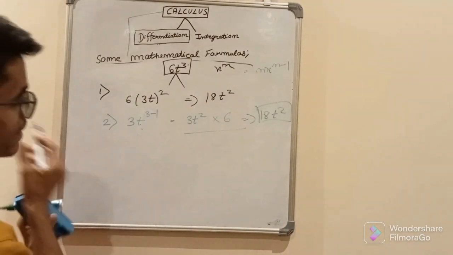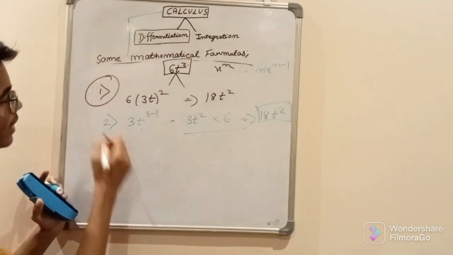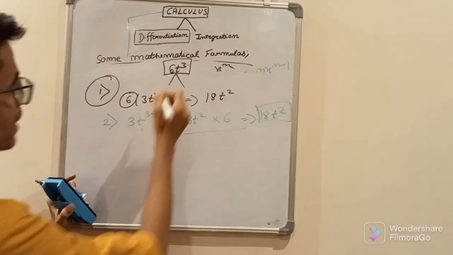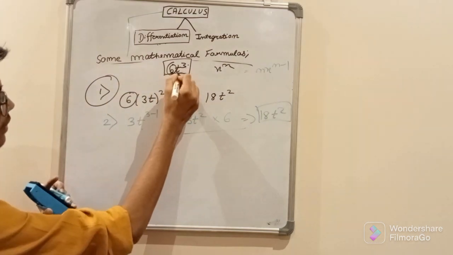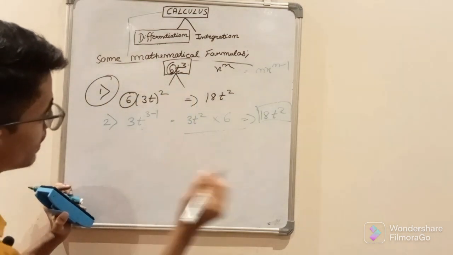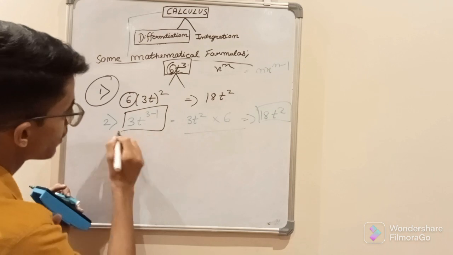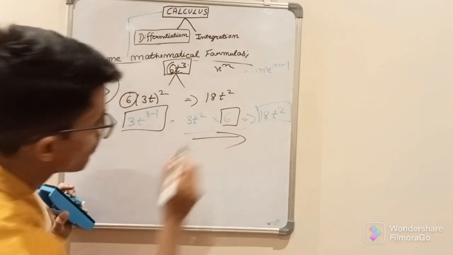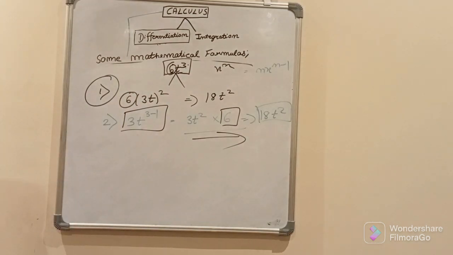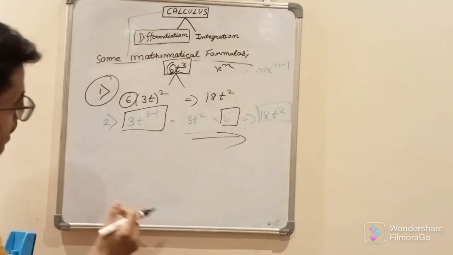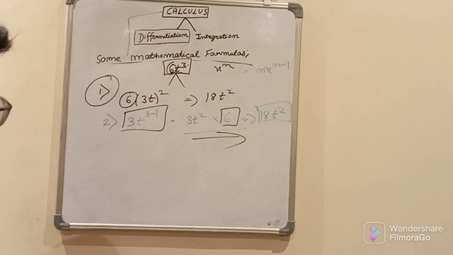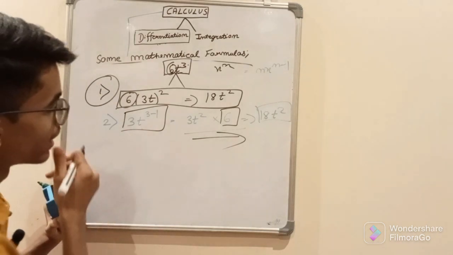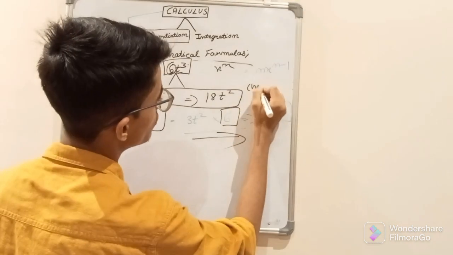But the thing over here is, in the first method, we took 6 out in the first step. That is, we took out 6 and then differentiated t cube. And in the next method, first we differentiated t cube and left 6 as it is, and in the final step, we multiplied it. So both ways are the same, but the difference between the two is this is used when we are dealing with the chain rule.